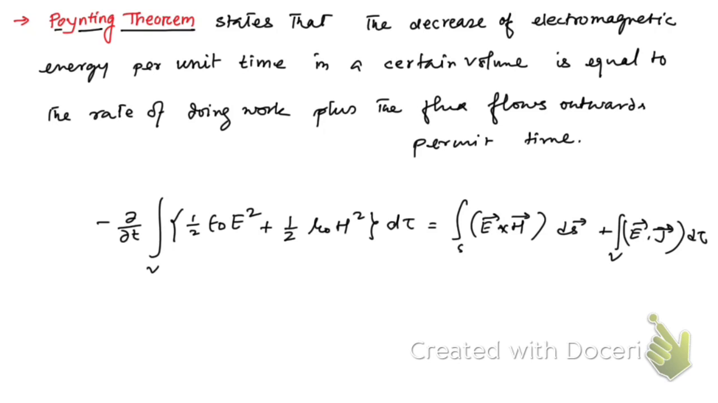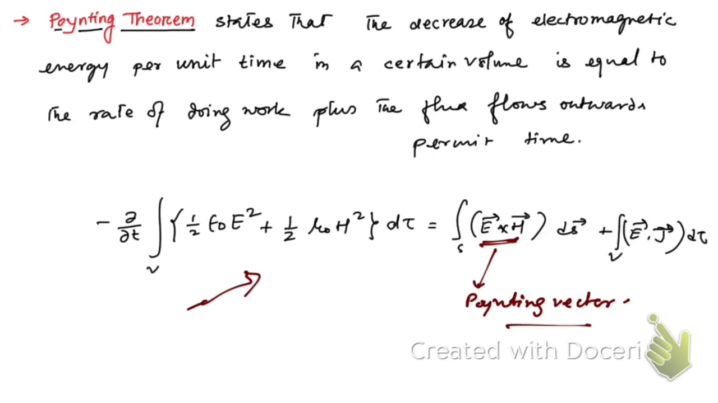Now I'm going to show you how to obtain this relation. Here this E cross H is nothing but the Poynting vector. What does it represent? We're going to discuss that. Before we prove this, we must know a few things.